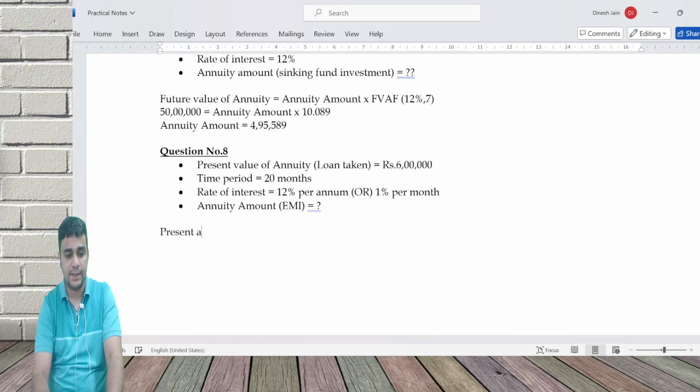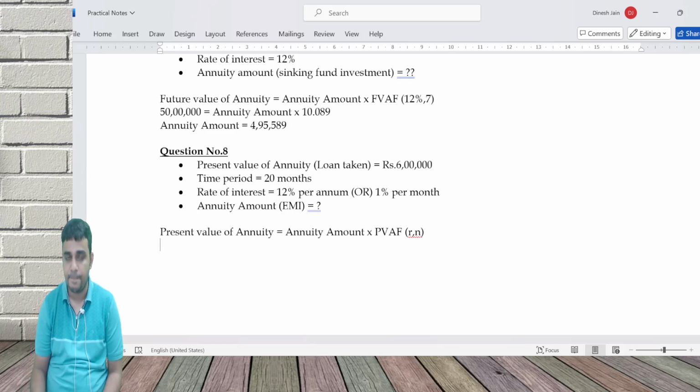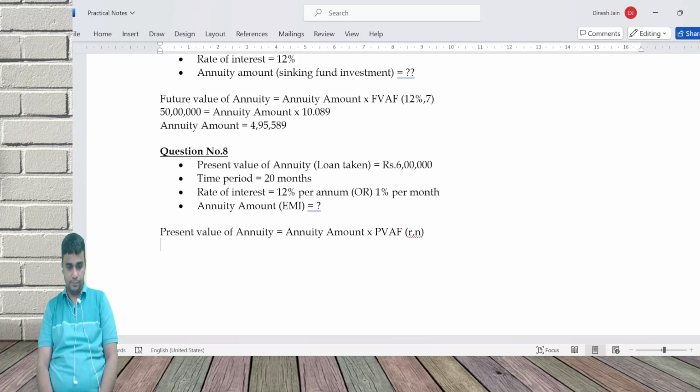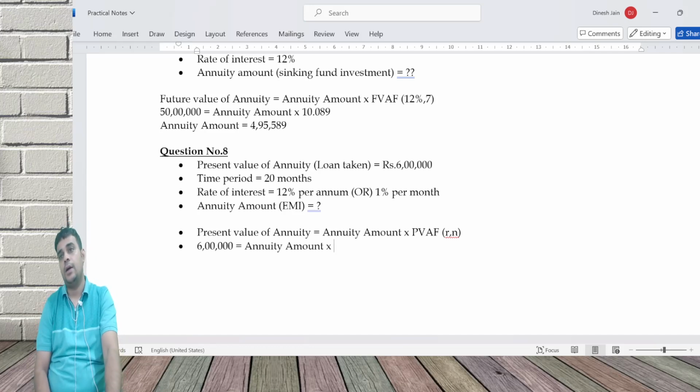Present value of annuity is equal to annuity amount into PVAF R comma N. 6 lakh equal to annuity amount, which is what we are calculating, into PVAF. What is the R?